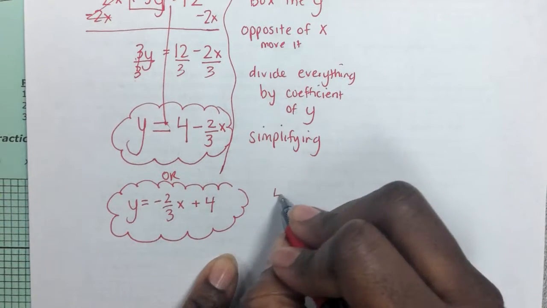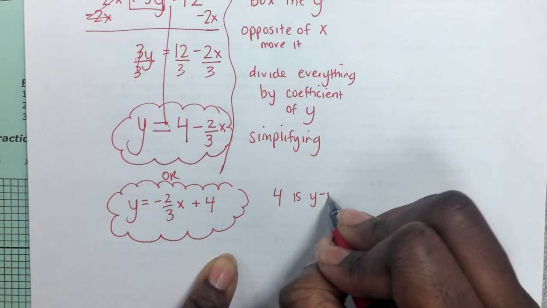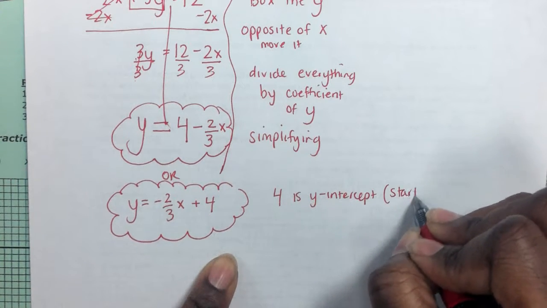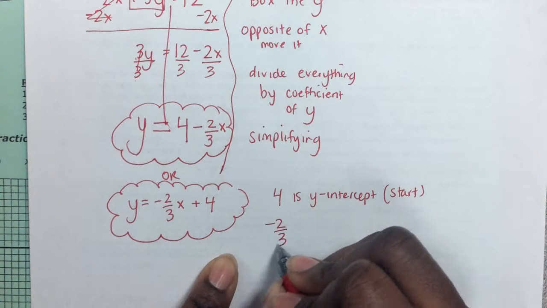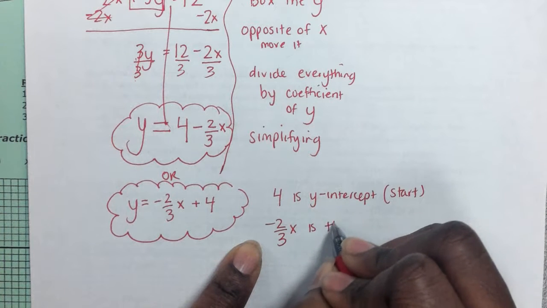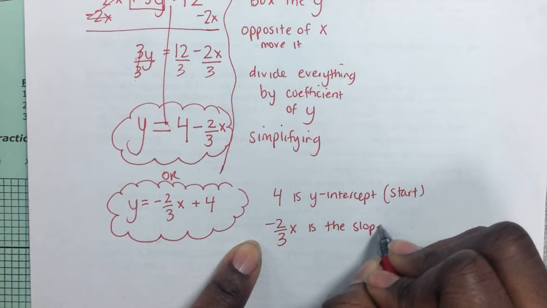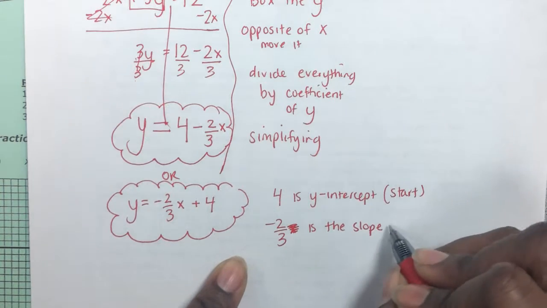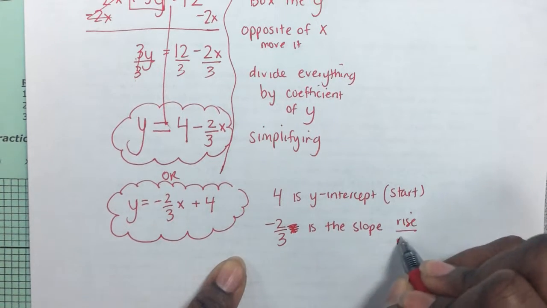So just take note that the 4 is the y-intercept. If you were graphing, that's where you start. And the negative 2 over 3x is the slope. And I'm sorry, a slope is just a number, so negative 2 over 3 is the slope, which is your rise over run.